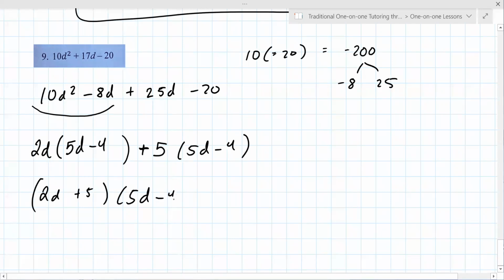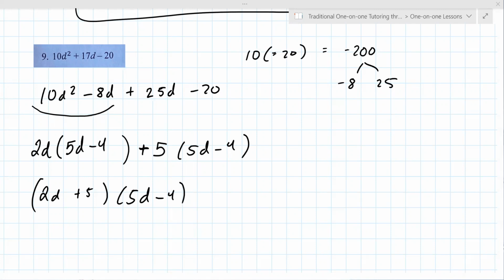Exactly. So this over here on the right could be a really long step. Do you write 5d minus 4 first or 2d plus 5 first? It does not matter. It truly does not matter. Is there maybe a preference? Maybe slightly. I would never mark you wrong for that. It's a very small thing.